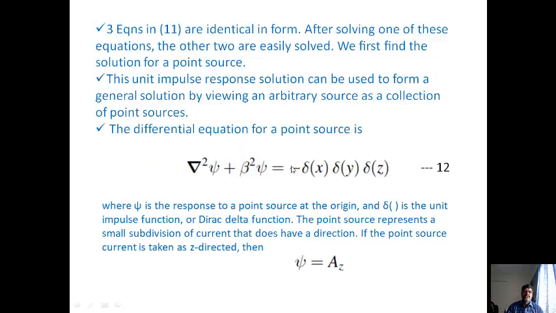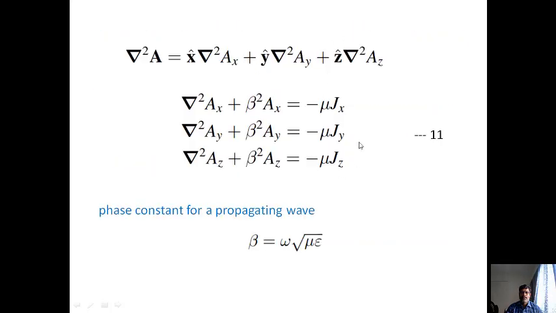These three equations are of identical form. After solving one of these equations, the other two are easily solved. We first find the solution for a point source. The unit impulse response solution can be used to form a general solution by viewing an arbitrary source as a collection of point sources. So, the differential equation for a point source is del square psi plus beta square psi equals minus delta of x, delta of y, delta of z. So, here we are viewing this source j as an impulse.